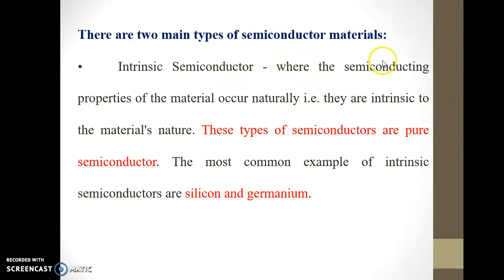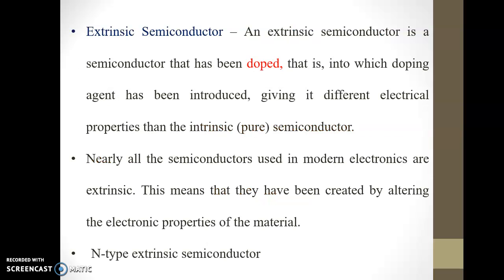And we have two types of semiconductor materials. One is intrinsic, another one is extrinsic semiconductors. In intrinsic semiconductors, the semiconducting properties of the material occur naturally. That is, they are intrinsic to the material's nature. We don't add anything extra, so these types of semiconductors are pure semiconductors. The most common examples of intrinsic semiconductors are silicon and germanium. At low temperature, they behave like insulators, but when the temperature is increased, they behave like conductors.